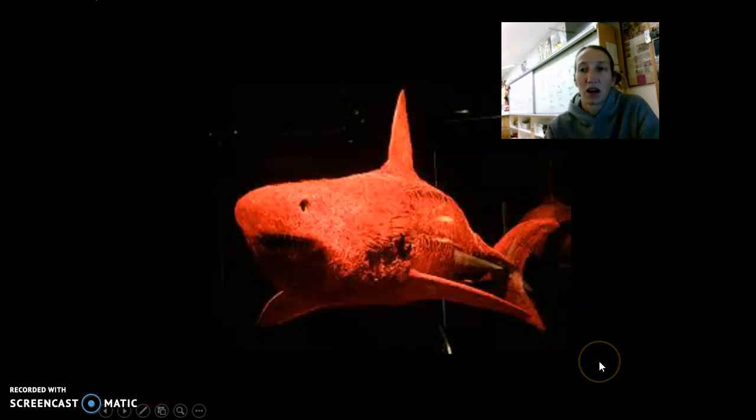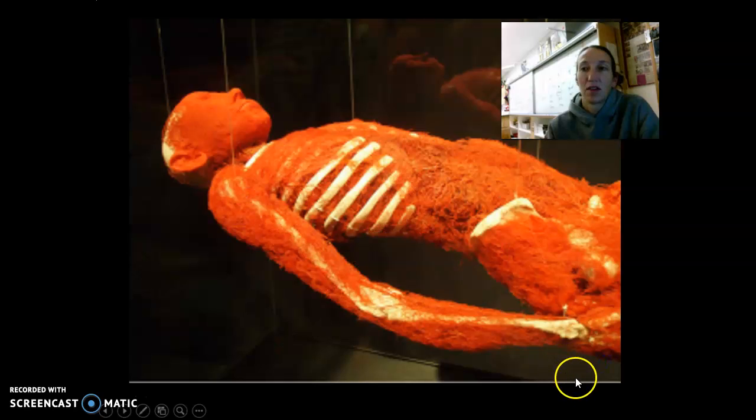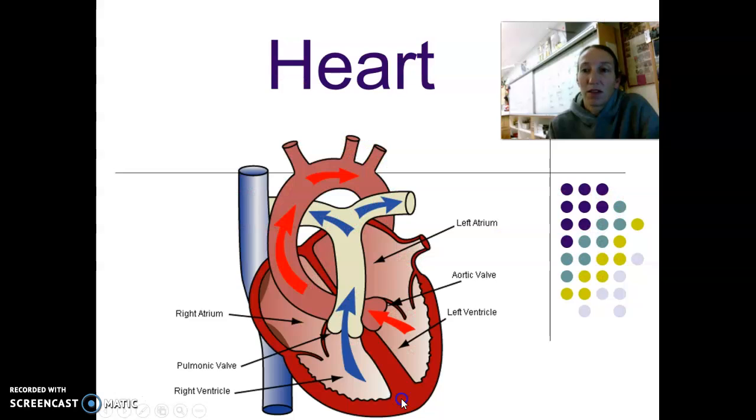Cool image of a shark, once again showing how vascular we are. Now that's a really cool picture. You've got to think every cell in your body has to have access to nutrients to be able to grow and divide for mitosis. So look at all these blood vessels.